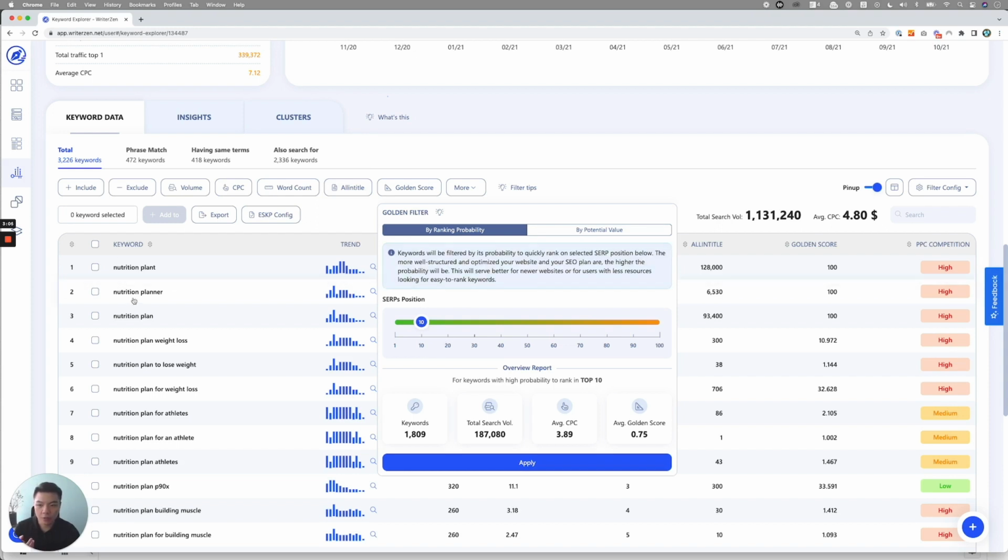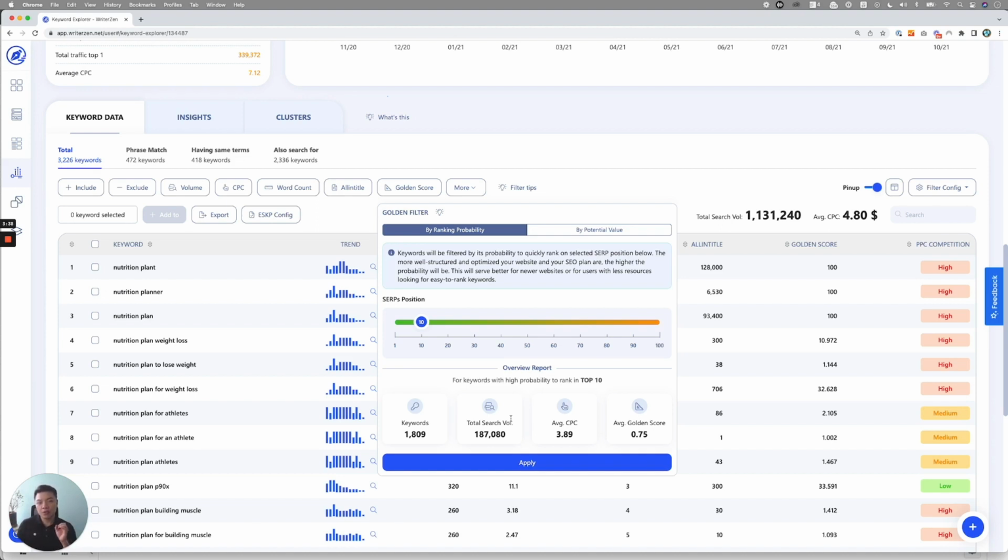For example, this keyword nutrition planner has 6,530 ON title amount, and that is very high. And so it will not belong here. So this is from 1 to 100. All of the keywords that belong here, for example 1,809, are all the keywords that have ON title below 10, right? So this is one way, and when you build like this, you will be able to look for all of the keywords that have low ON title, which means that you have a good ranking probability.